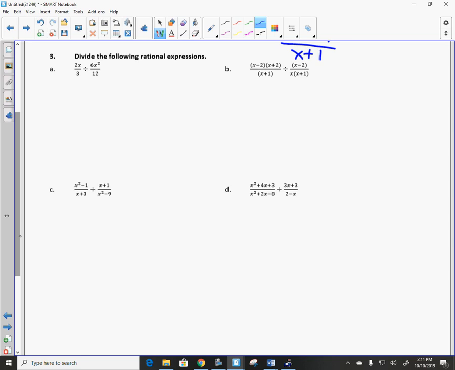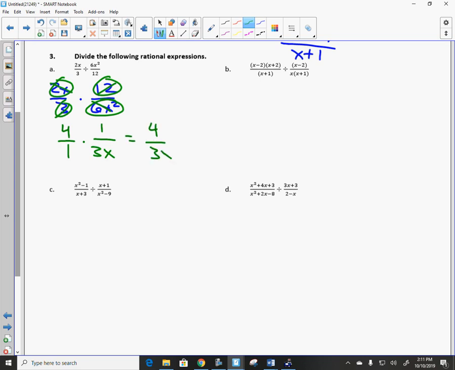So you can see if you ever see dividing, we do the same thing we did in the previous problem. We just rewrite it as 2x over 3 times 12 over 6x squared. Now we can look across and look to cancel. 12 over 3 reduces to 4 over 1. 2x over 6x squared reduces to 1 over 3x. Leaves me with 4 over 3x.